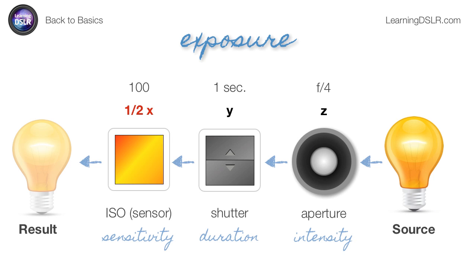So if you were on full manual and you wanted to compensate for that, you could, for example, double your shutter speed. So as soon as I double my shutter speed to 2 seconds, I've completely offset the fact that I brought my ISO from 200 to 100. The camera was made less sensitive to light, but then I let in twice as much light from a duration standpoint, and I get a perfect exposure.